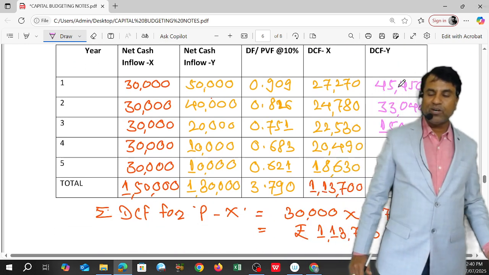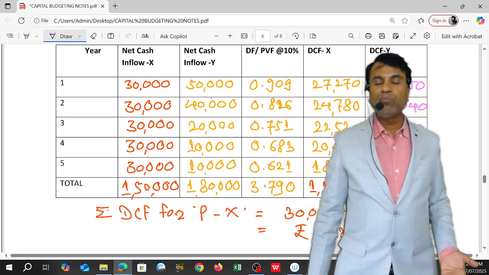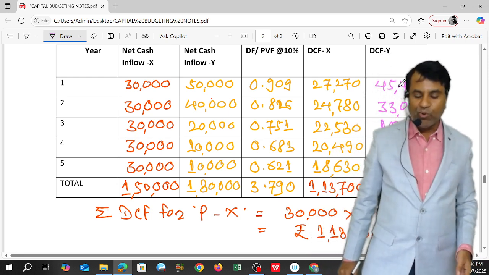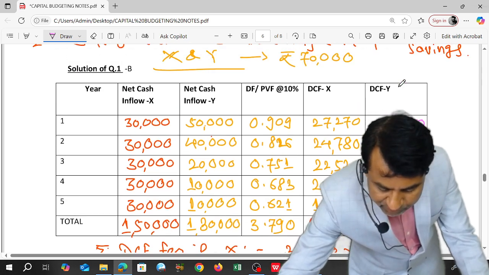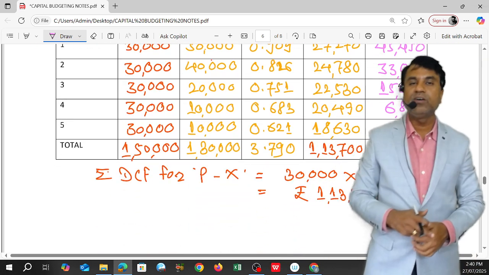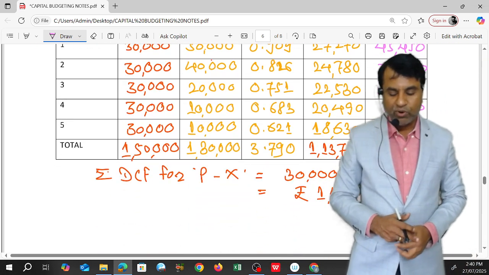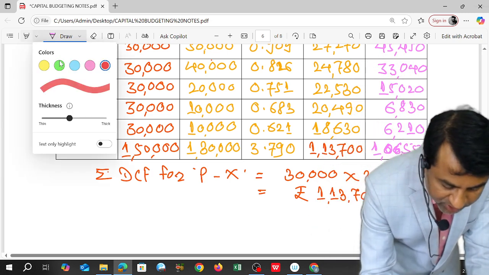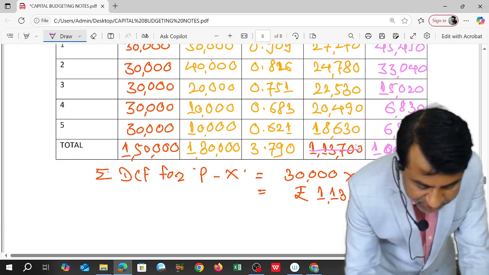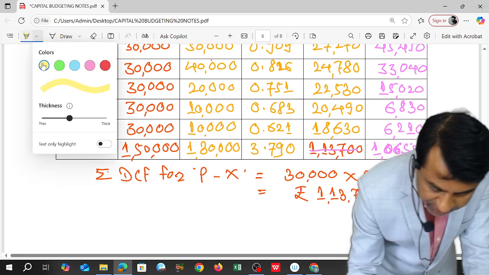Now we just need to put down the formula for NPV. The formula is summation of discounted cash inflow minus cash outflow. We all know cash outflow is given here. The total we have calculated for both projects X as well as Y. For X, the summation of discounted cash inflow total is coming 1,13,700, which is here. You can check it out here.